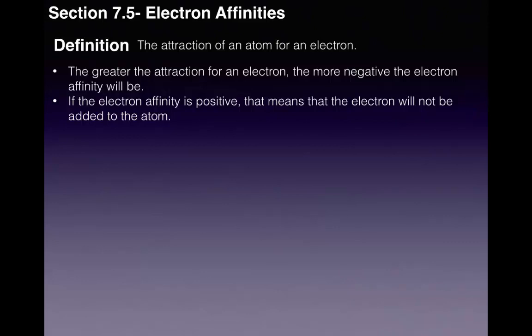Okay? If the electron affinity is positive, that means that the electron will not be added to the atom, meaning unlike ionization energy, which requires energy, electron affinity releases energy when an electron is added to an atom. So if you have an extremely negative electron affinity, that means the atom is more stable with that added electron, and therefore it will accept the electron. If the electron affinity is positive, that means that atom did not want that electron, and it probably, number one, is not stable, and number two, that will not naturally occur.